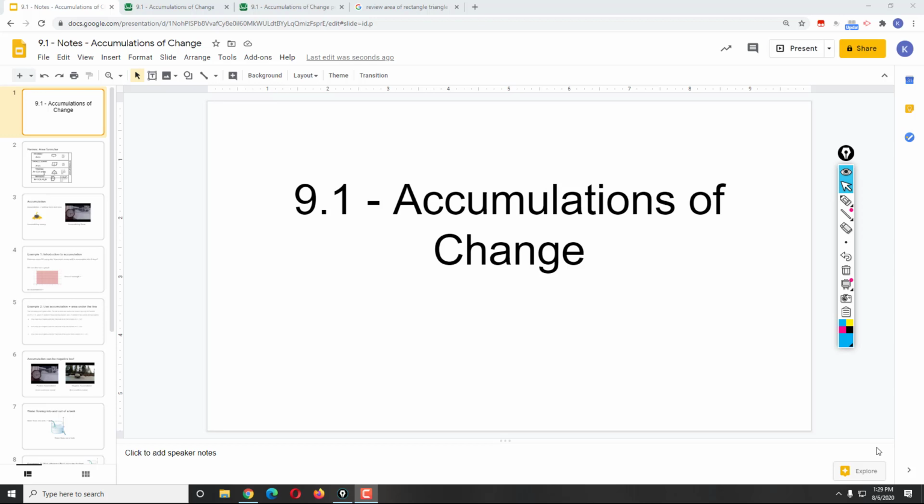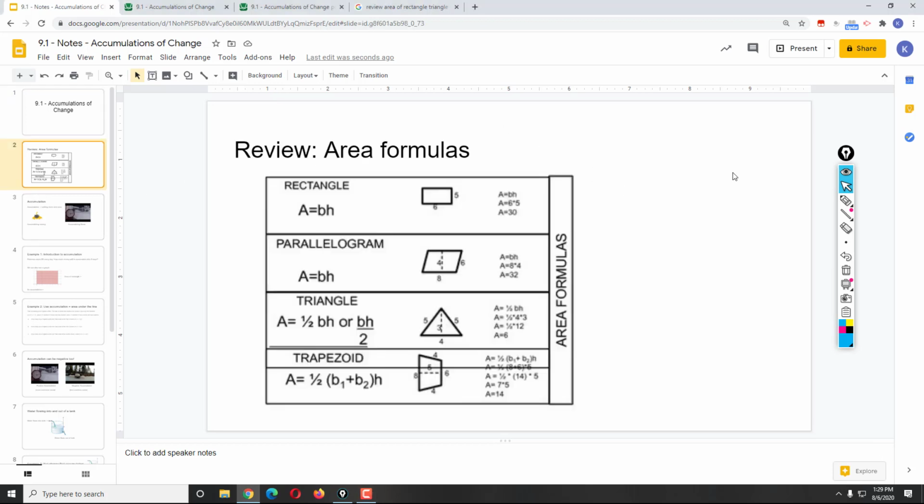Welcome to Unit 9. In this unit, we will learn about the second big idea in calculus, integrals. This is 9.1, Accumulations of Change. In this lesson, we will figure out areas of rectangles, trapezoids, and maybe triangles. So if you don't remember, here's a review of the formulas. You can take a look at them yourself.